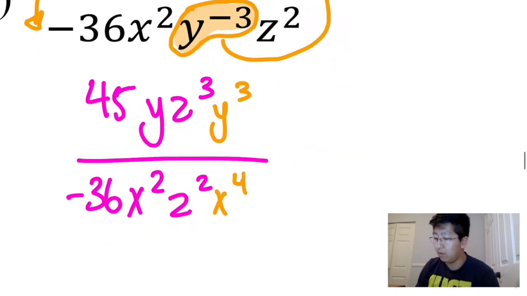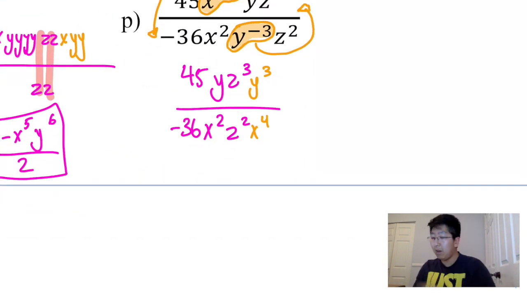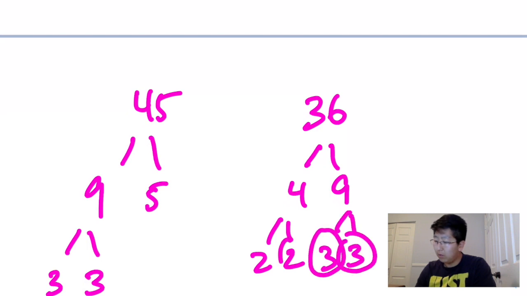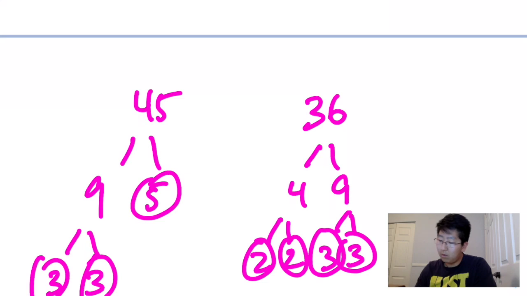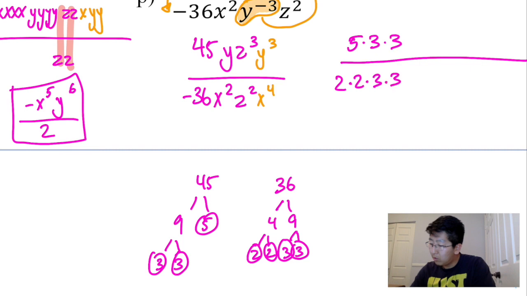Okay, now I'm going to start thinking 45 and 36. If you don't know off the top of your head, I know that 9 goes into both, but I'll just break it down. 45, 36. It's going to be 9 times 5, 9 times 4. Here we'll go 4 times 9, 2 times 2, 3 times 3. So 45, I could write it as 5 times 3 times 3, right? And then 36, I could write 2 times 2 times 3 times 3.